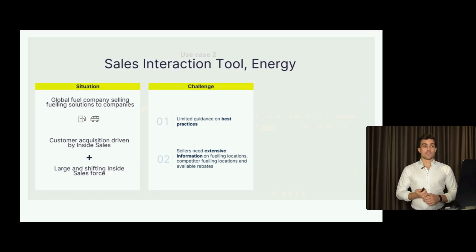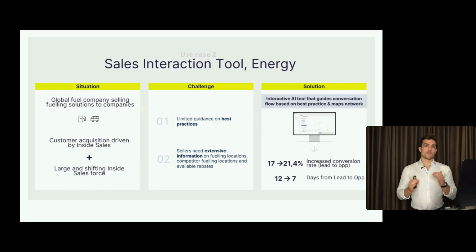The solution in this case was an interactive AI tool, again with this AI interface, that guides the conversation flow based on what the customer or the prospect responds, and then also a map of the network. So if you're in a conversation with a potential customer, you can type in the address and see which fueling stations are nearby. You can also have a guided conversation flow, a savings calculator, and so on, all embedded in this simple to use interface that the sales reps can use both to get the right guidance through the conversation, so we can weave in some of the sales best practice, but also all that information on network area and distance to different fueling locations, depending on where the customer is.